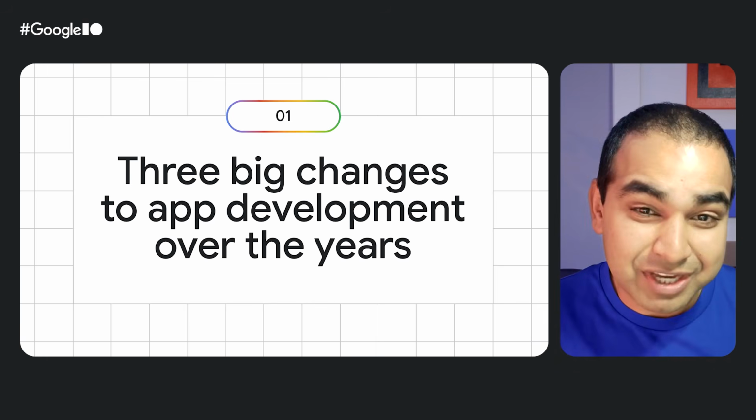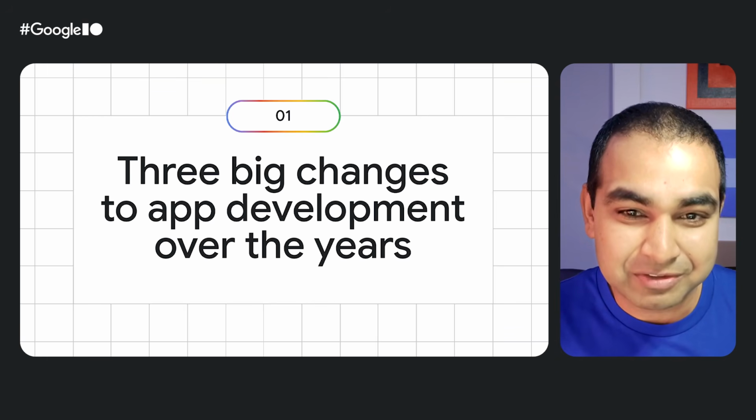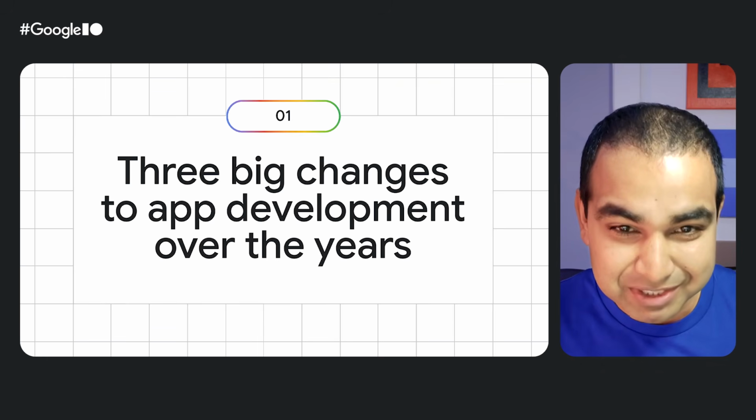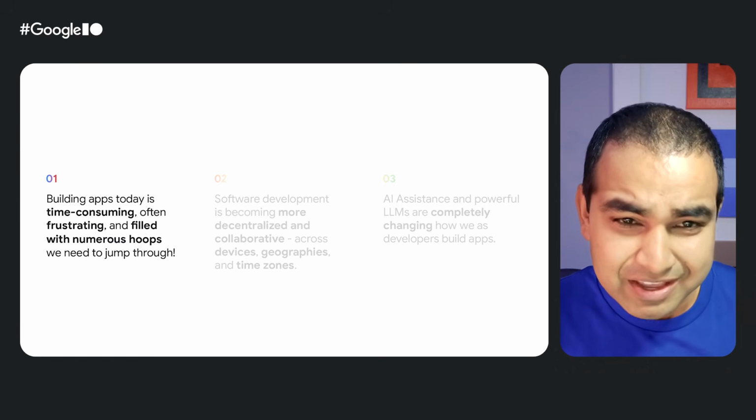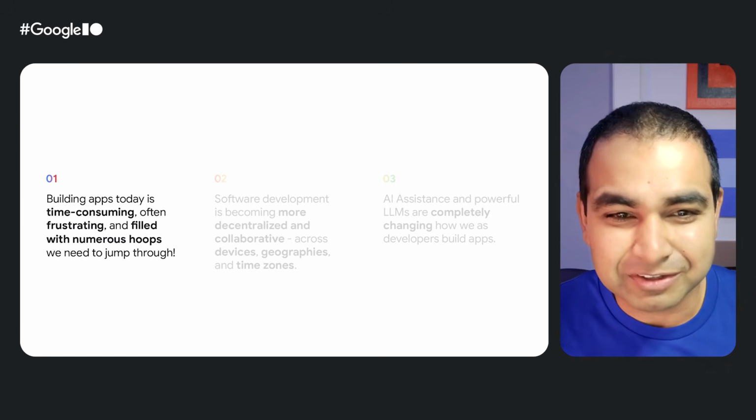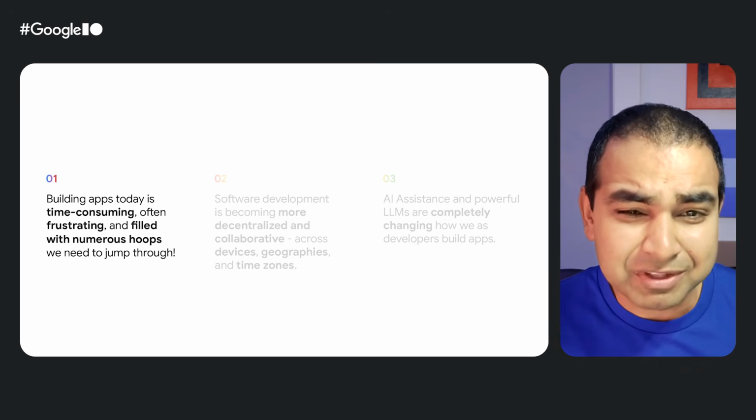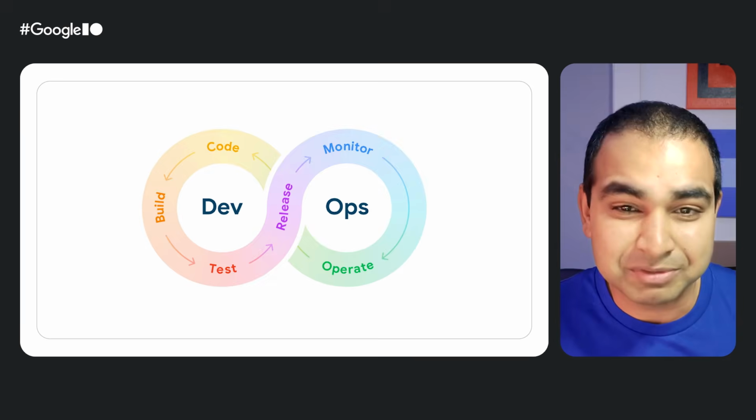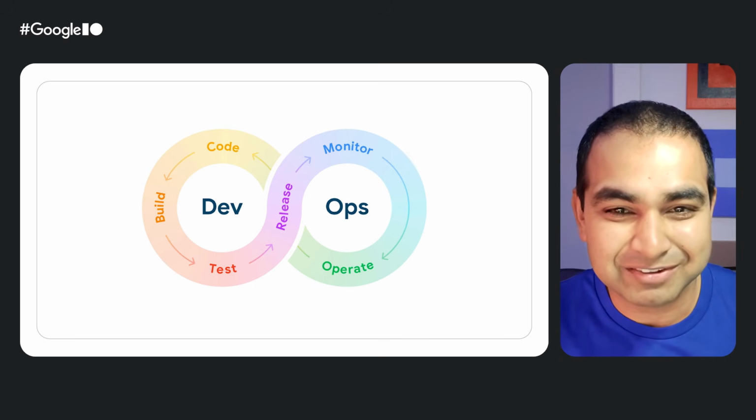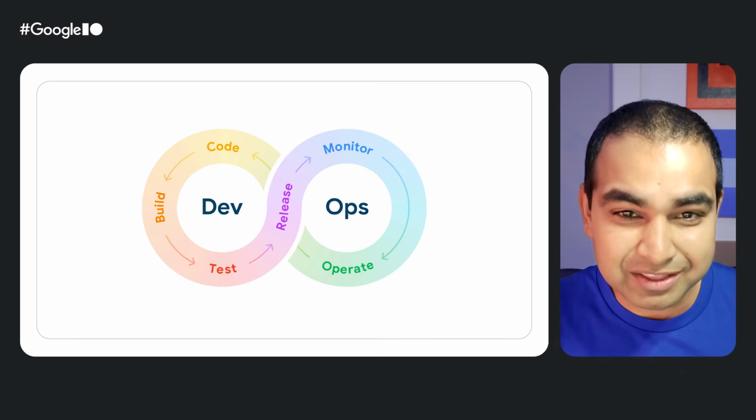So there are three big changes to app development over the years that played a big role in us building Firebase Studio. First, app development has gotten really difficult. Building apps today is time-consuming, often frustrating, and filled with numerous hoops we need to jump through. And this complexity spans the full software development lifecycle. All stops on this path are more complicated now than they've ever been.